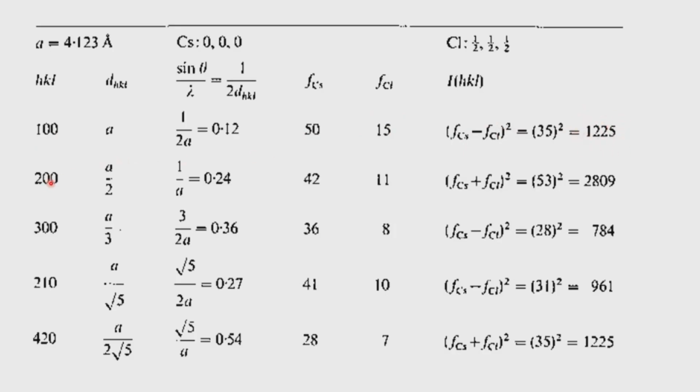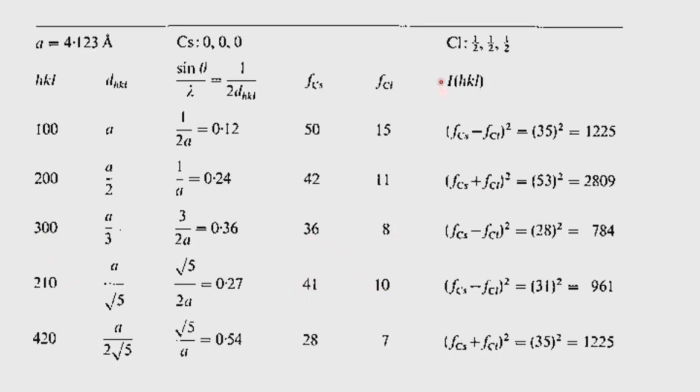Similarly, we can do it for 200, 300, 210, 420, depending upon the value of D. We substitute this value of D up here, and we get the sin theta by lambda value. You see that the sin theta by lambda value keeps on increasing, and correspondingly the values of Cs and Cl keep on decreasing. Depending upon where the FCs, FCl values are, for example 300 is a reflection which comes after 210, and therefore you see the contribution is 41 and 10 here and 36 and 8 there.